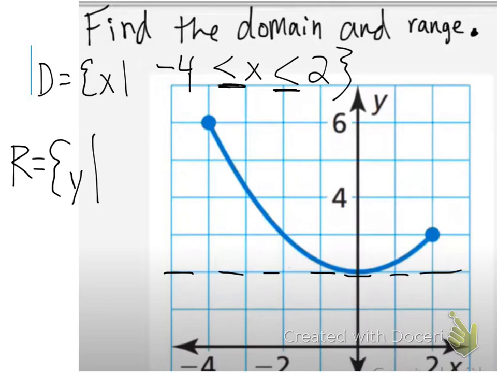What's the largest y value that our graph hits? 6. So it's going to kind of be the same thing. I'm going to have a compound inequality here to represent all my values between 2 and 6. Does that make sense? So what would it look like here for my range?